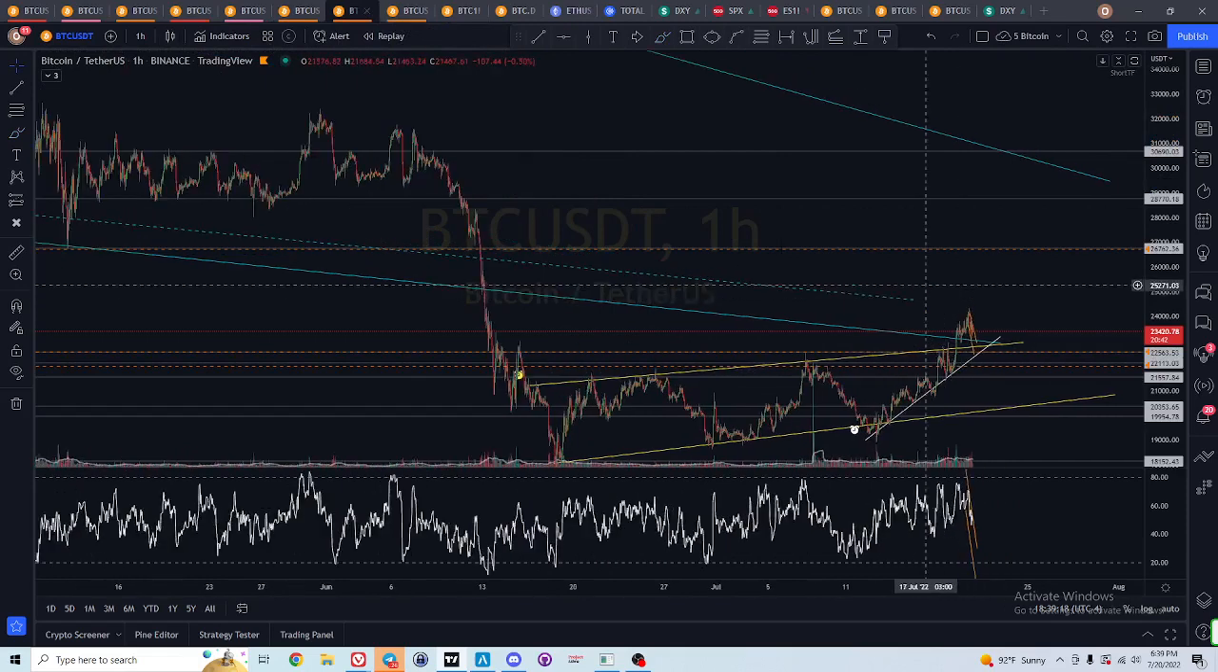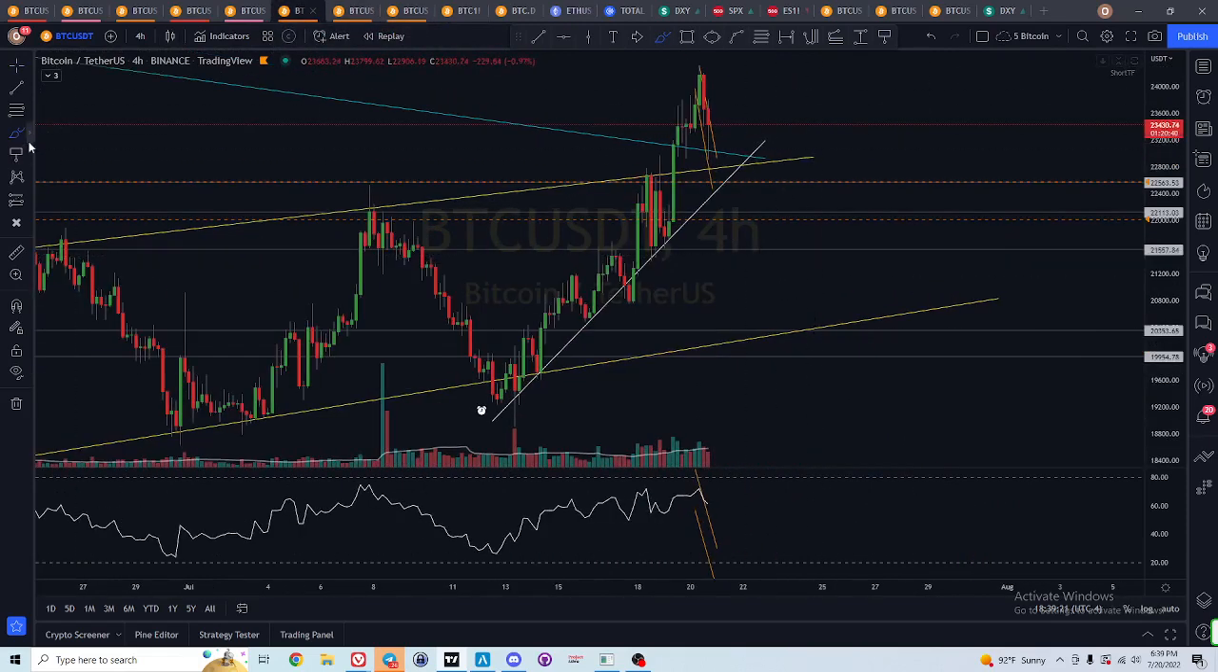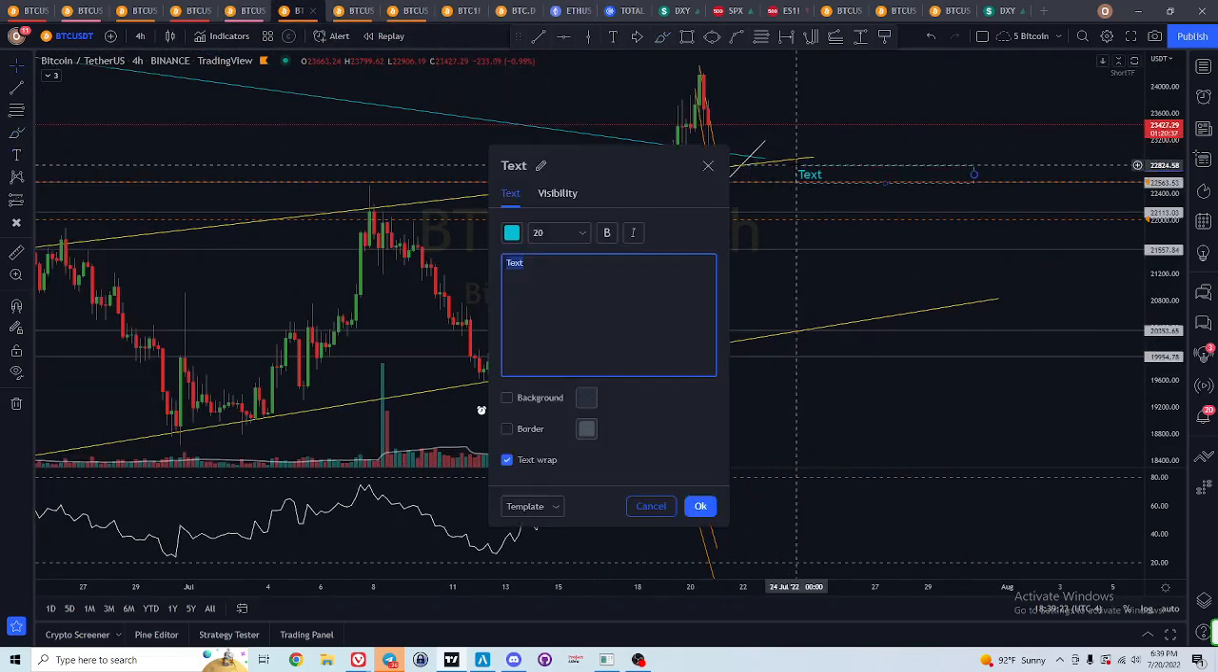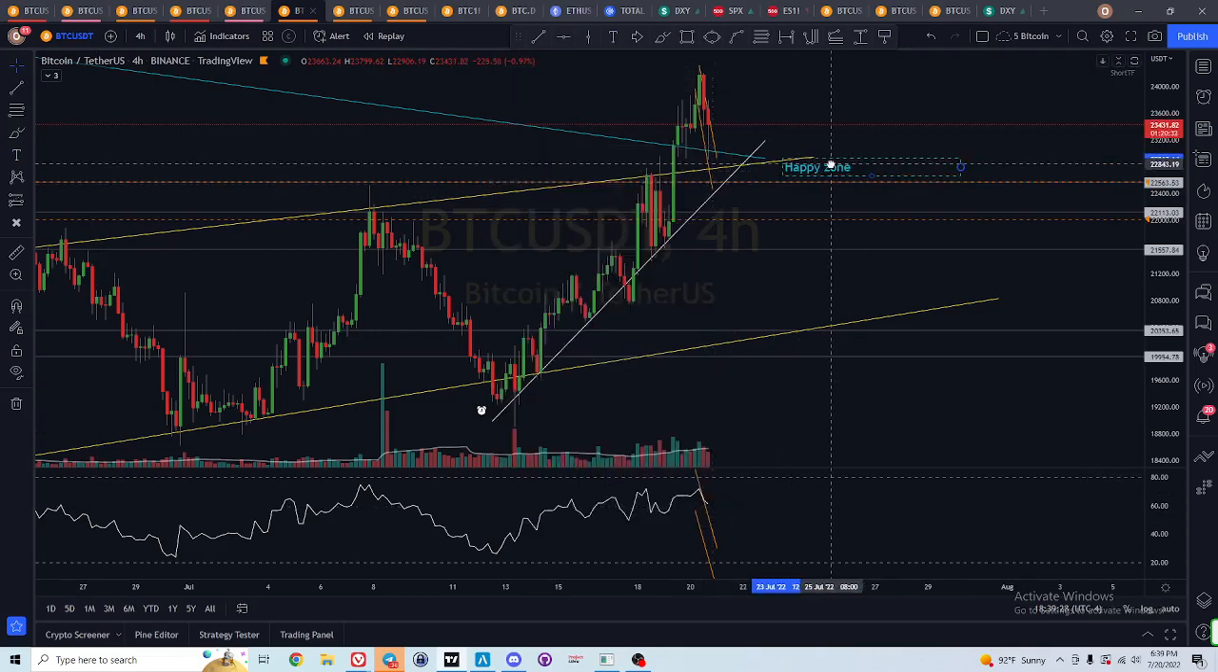And so it's essentially, actually let me label that. This will be great. This will be perfect. This is our happy zone. We don't ever break under that, and we're fine.